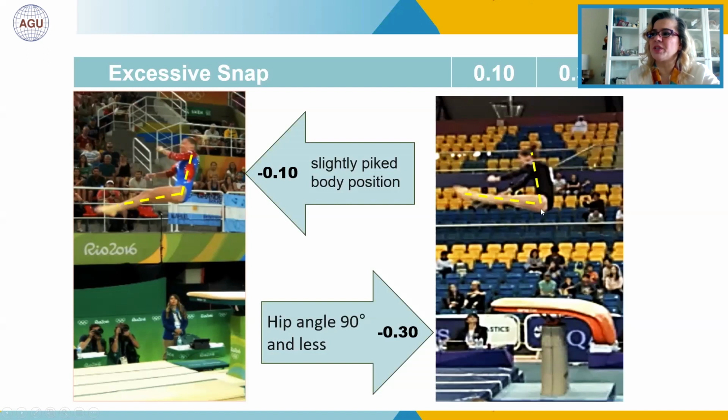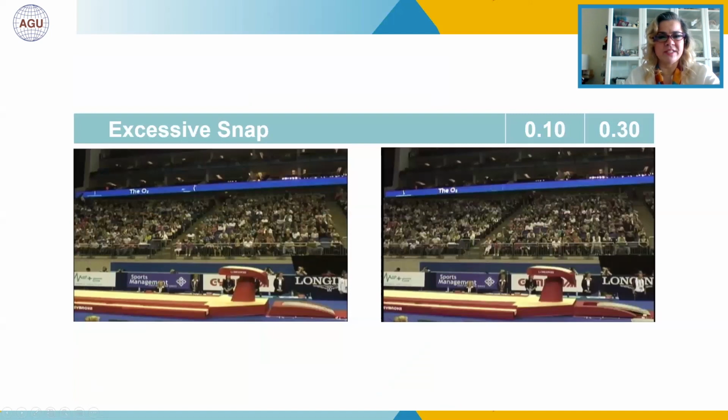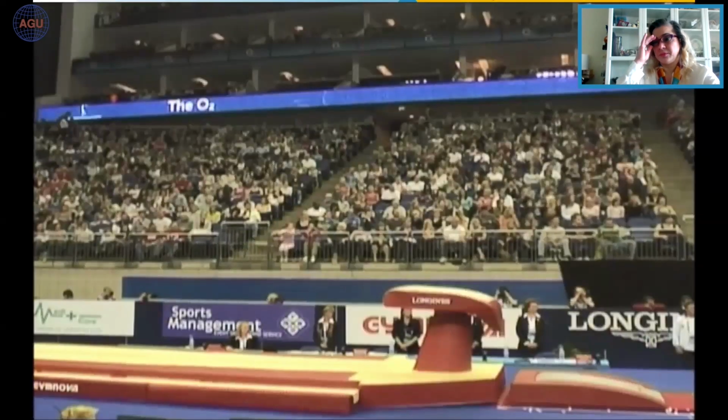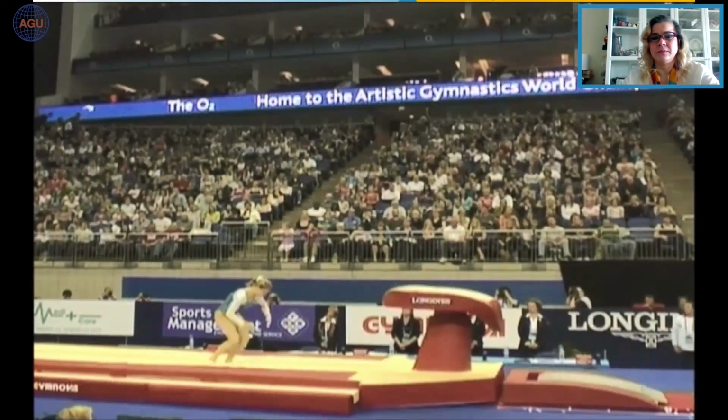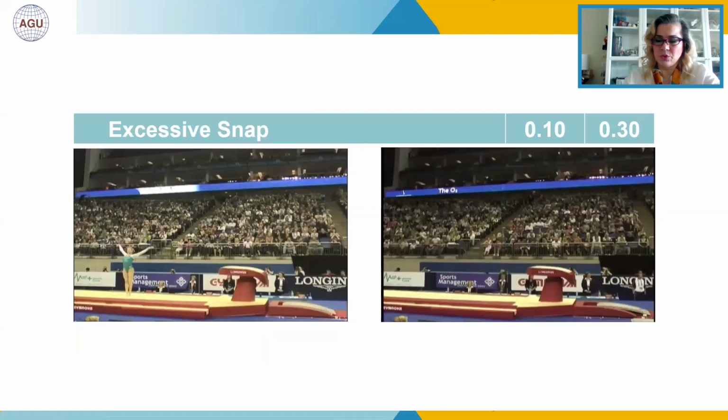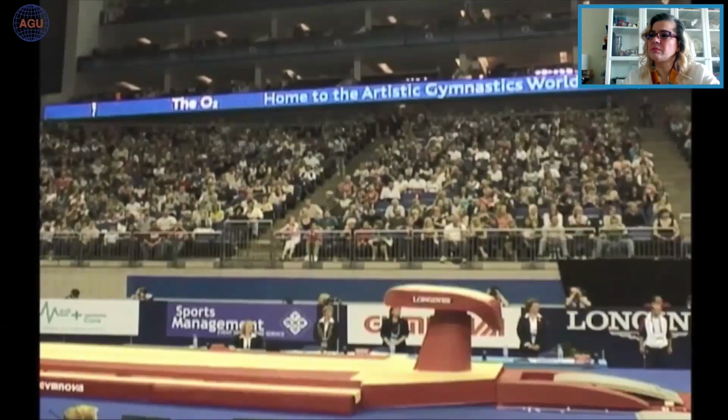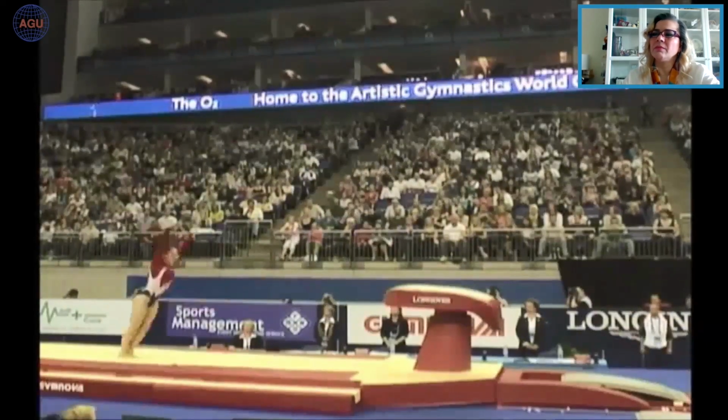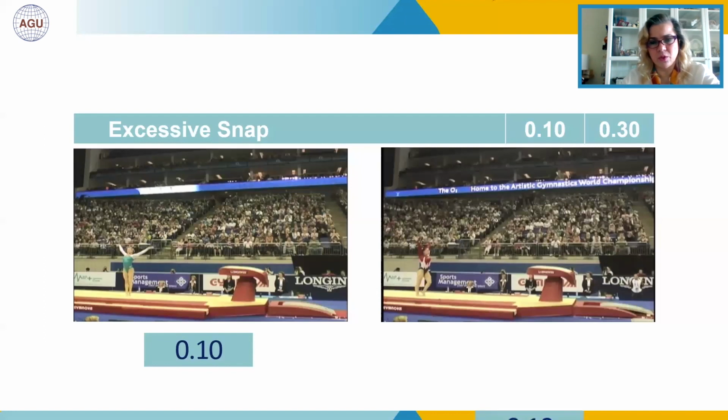And in the second picture here, as you can see, it's quite more clear, hip angle 90 degrees, or if it's less, which means more than 90 of pike, then it's 0.3. Let's see an example for the excessive snap. Yes, as you could see here, she got 0.1 for the snap. And another example. I guess it's also another 0.1.